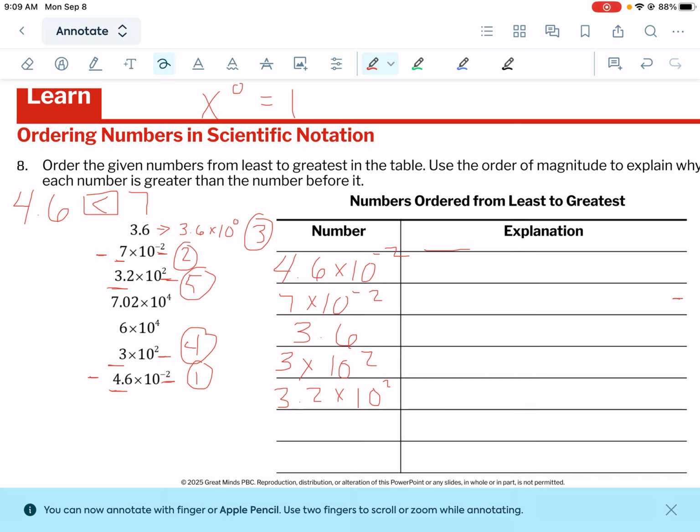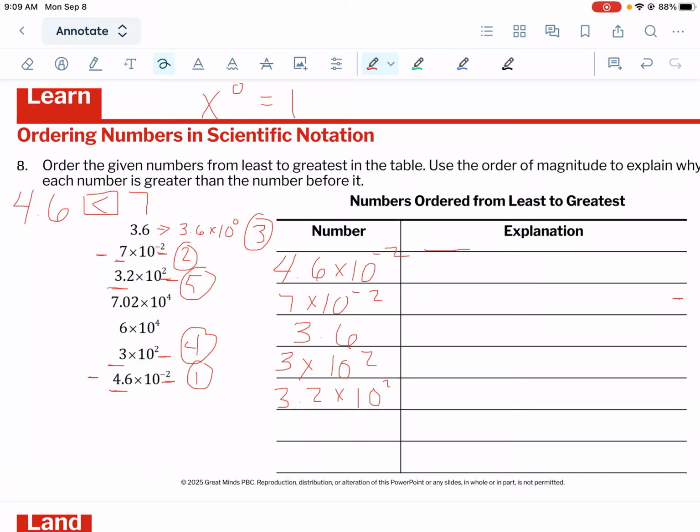But if you just want to switch your explanations up a little bit, you can say that 3 times 10 squared is greater than the scientific notation version of the 3.6. If you just want to keep from writing the same thing over and over and over again. And the same thing for the explanation with 3.2 times 10 squared. 3.2 is greater than 3. And it has the same exponential value.